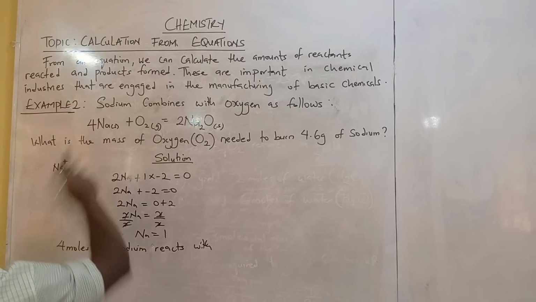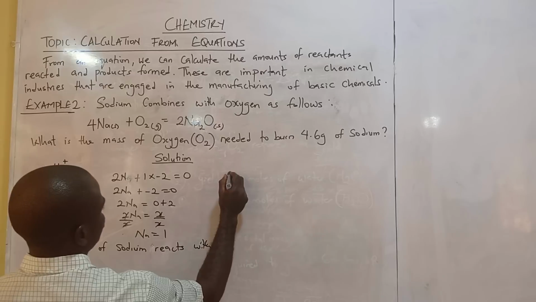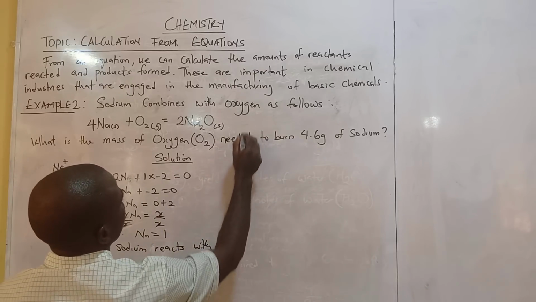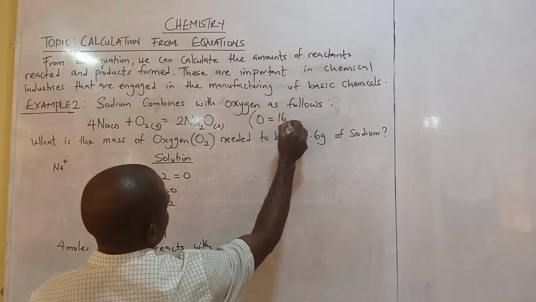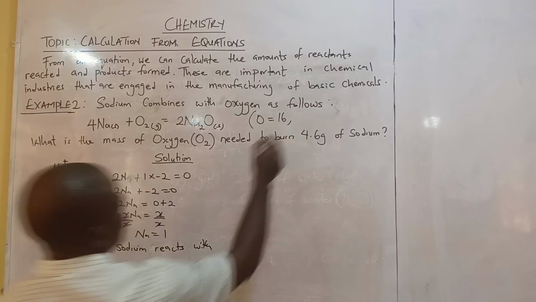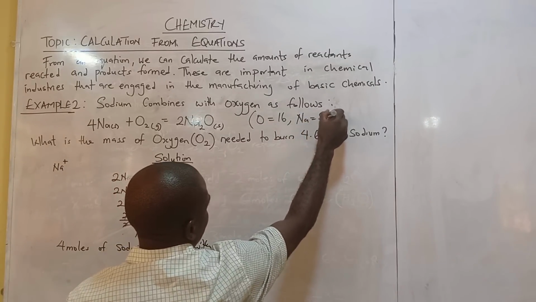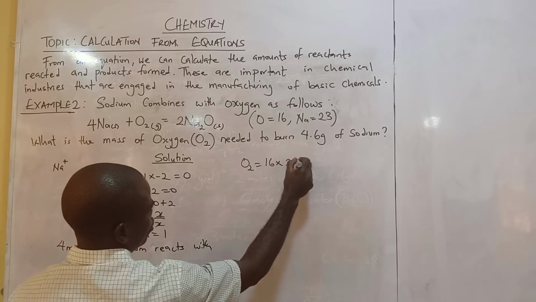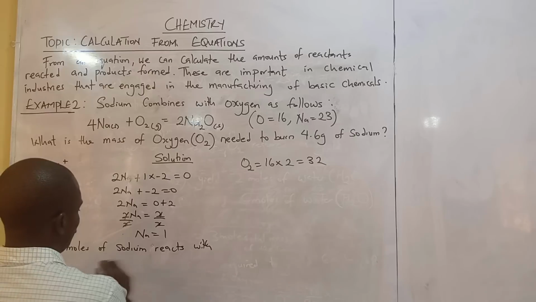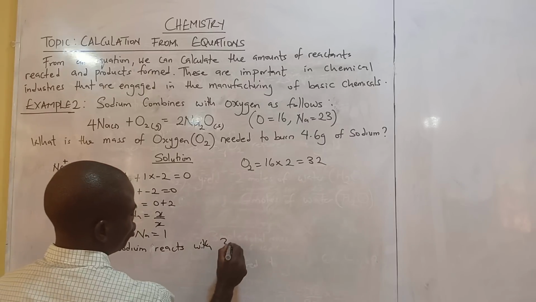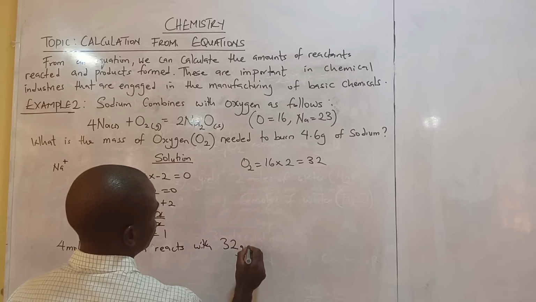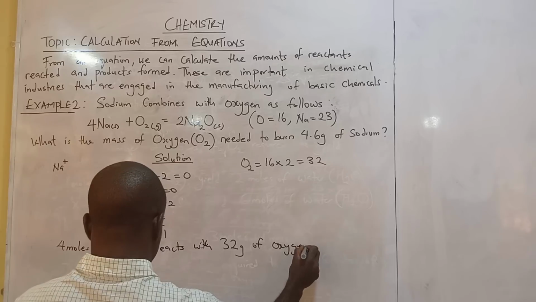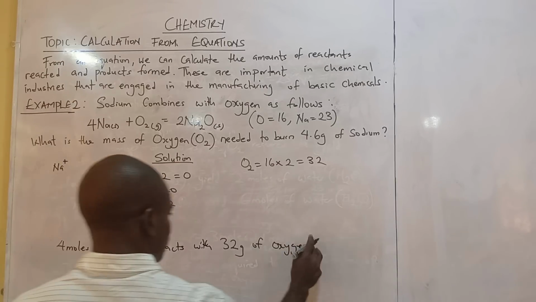We have 16 times 2. Oxygen is 16. Is that okay? Sodium is 23. That's 16 for oxygen. That's 16 times 2, which is 32. 4 moles of sodium react with 32 gram of oxygen.